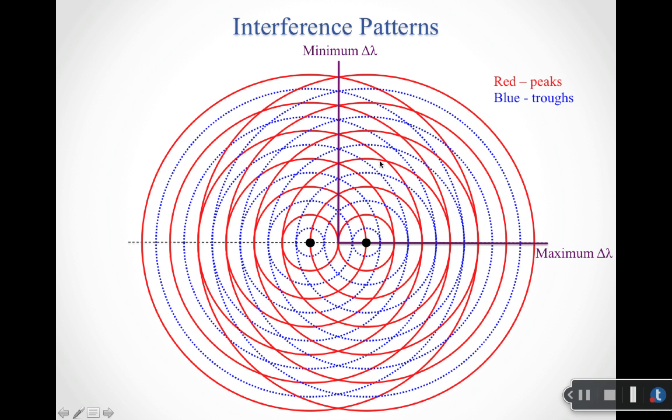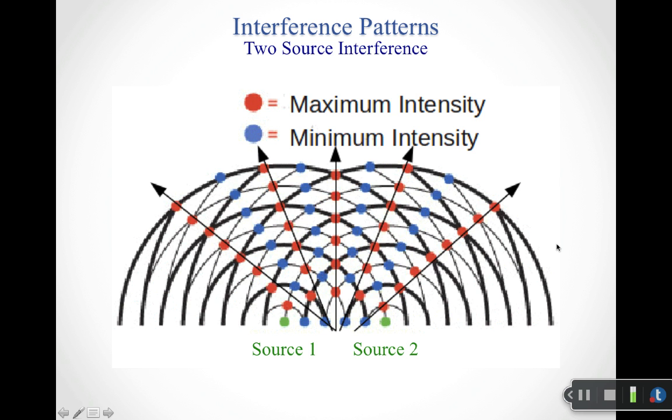So knowing what this distance of separation is basically tells me how many maxima and minima I can possibly have in my pattern. Because if I know that I've only got 2 lambda worth of separation between my sources, then the only options I'm going to have in my pattern are 0 lambda, a maximum, half lambda minimum, 1 lambda maximum, 1.5 lambda minimum, and then a 2 lambda maximum. So that's kind of what we're looking at here.